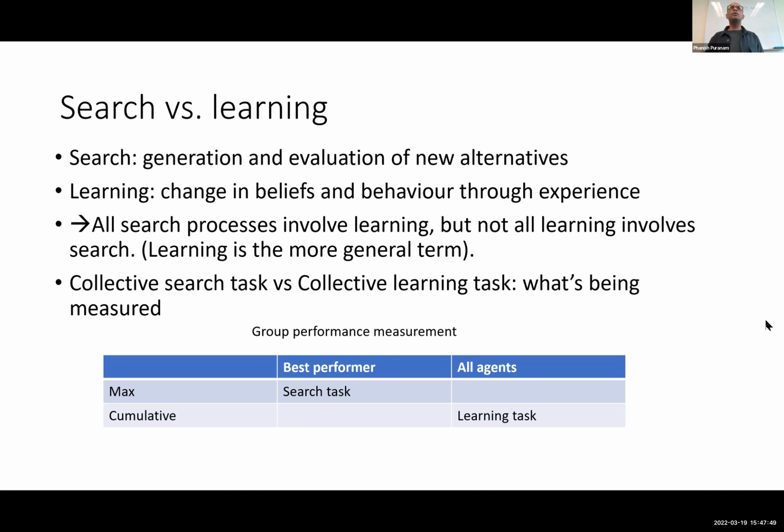But conceptually, the point to bear in mind is that search is about generating and evaluating alternatives. Learning is about change in beliefs and behaviors. And therefore, you cannot have search without learning, but you can have learning without search. Okay, that's really the core set of issues that one has to bear in mind. Are we clear on this one? Everybody comfortable with this? Yeah?